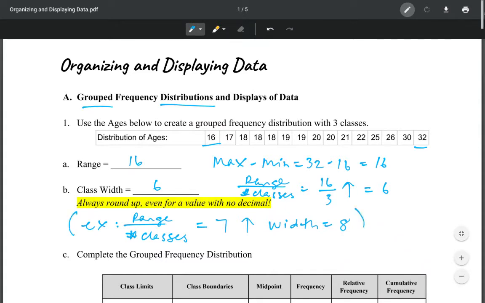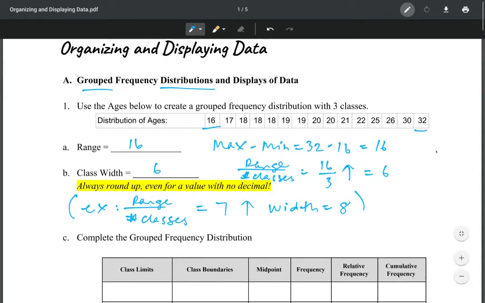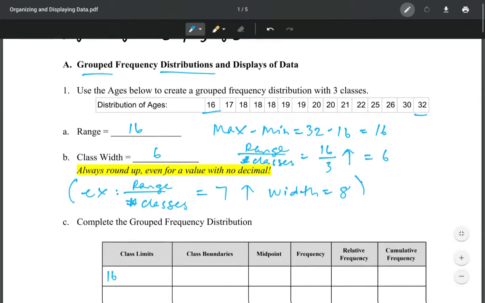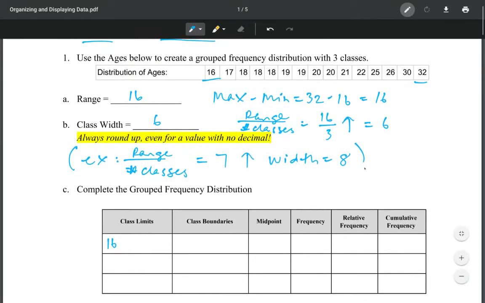So let's go ahead and put this together. My class limits are going to start with the minimum value, so 16. As I work through my class limits, I'm going to use that class width to get from the first lower limit to the next lower limit. So I'm going to add 6 to get to the next lower, which is 22. Then I add 6 again to get to the next lower, which is 28.